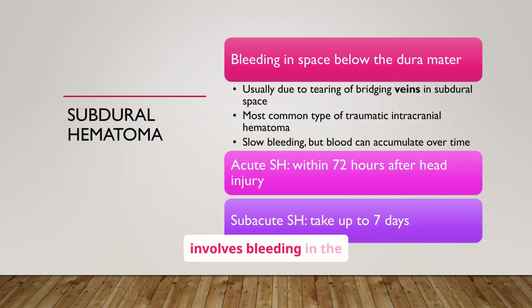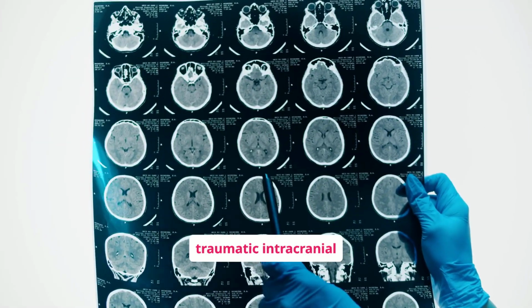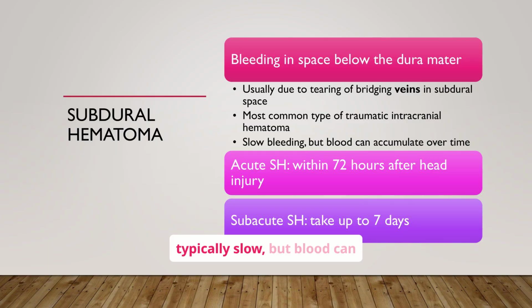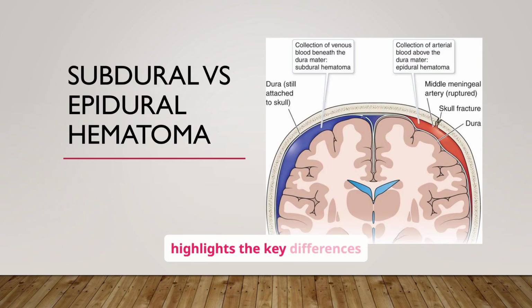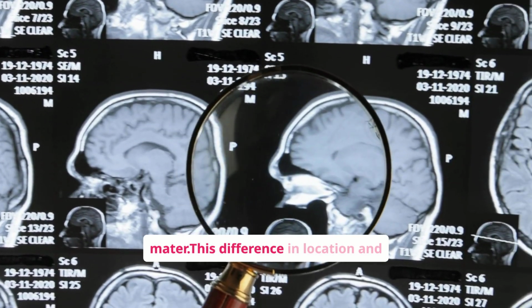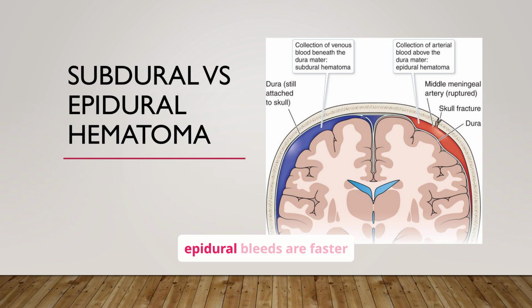Subdural hematoma involves bleeding in the space below the dura mater, usually due to tearing of bridging veins. It's the most common type of traumatic intracranial hematoma. Bleeding is typically slow, but blood can accumulate over time. This diagram highlights the key differences between subdural and epidural hematomas. Subdural hematomas involve venous blood beneath the dura mater, while epidural hematomas involve arterial blood above the dura mater. This difference in location and vessel type explains why epidural bleeds are faster and more dangerous initially, while subdural bleeds are often sneaky and delayed.